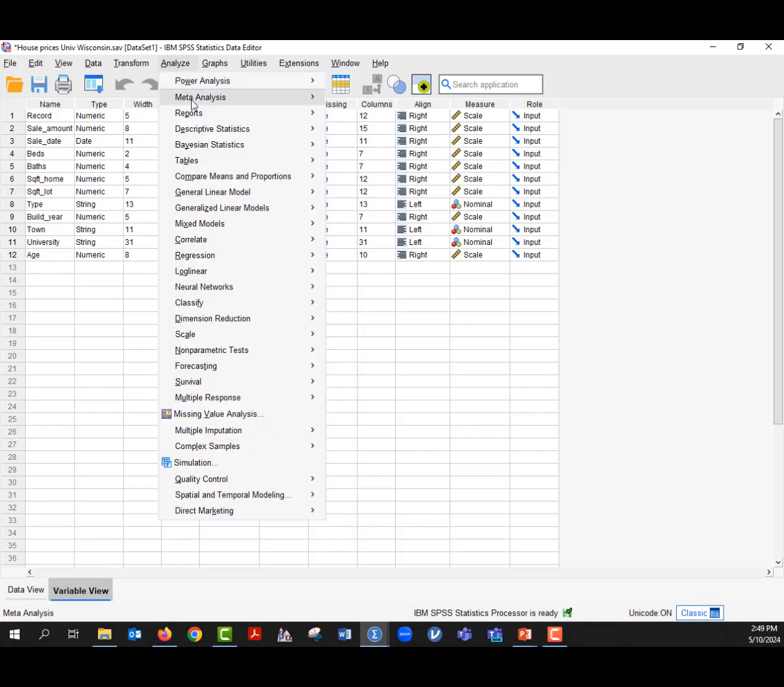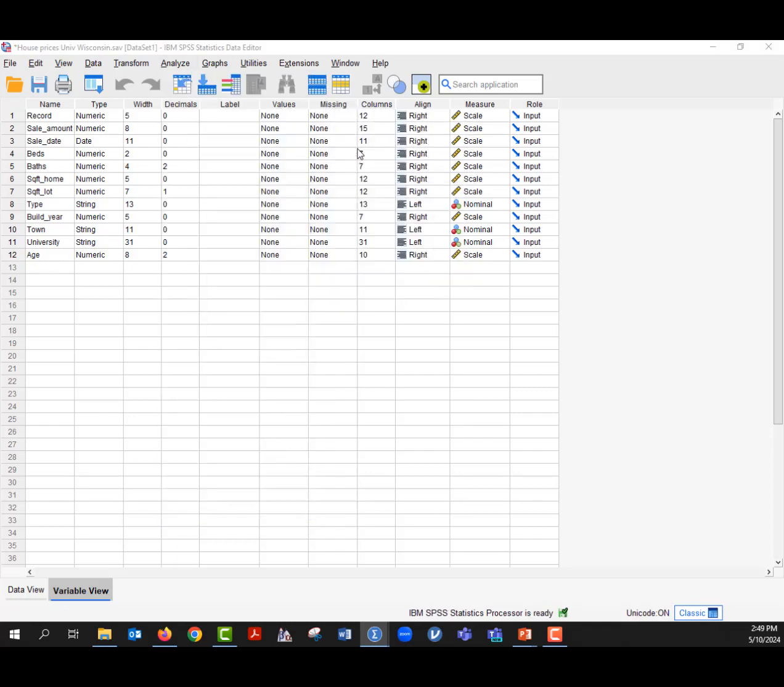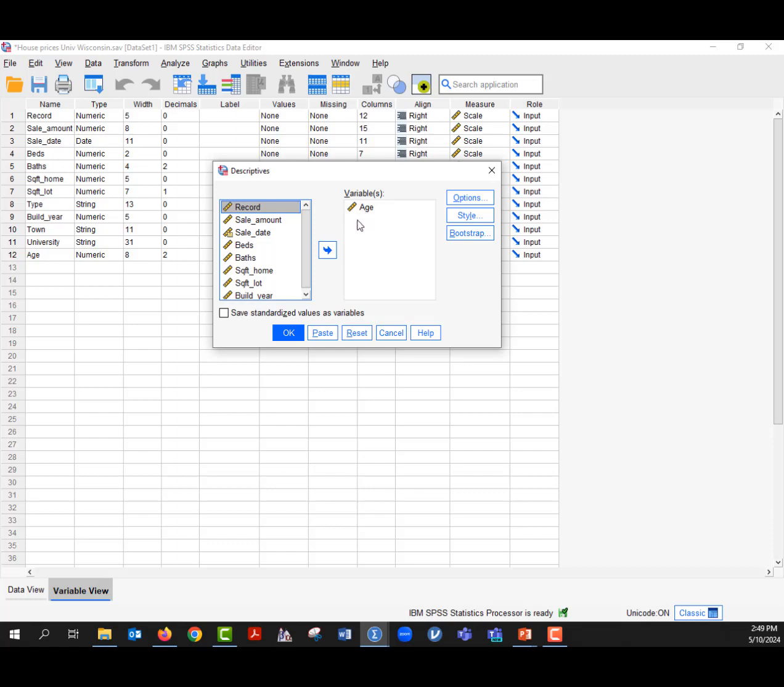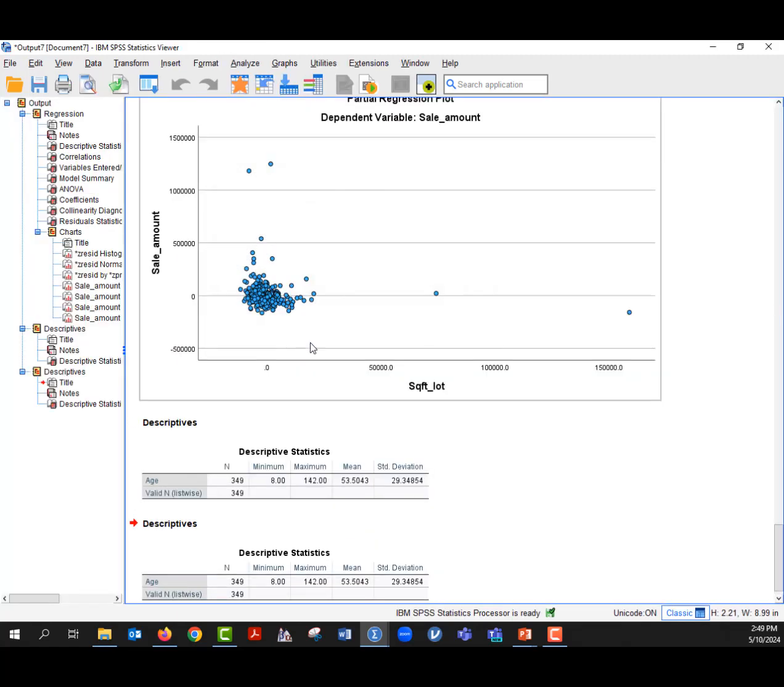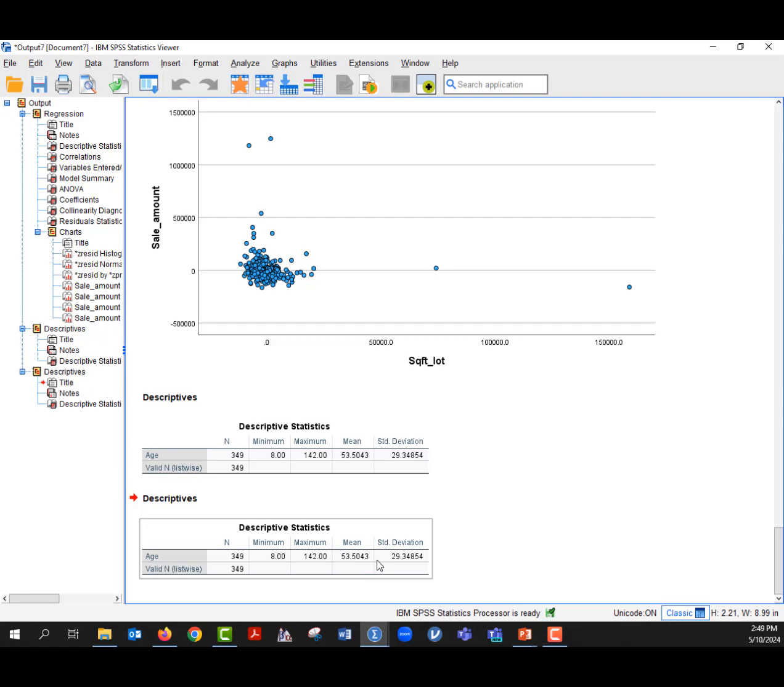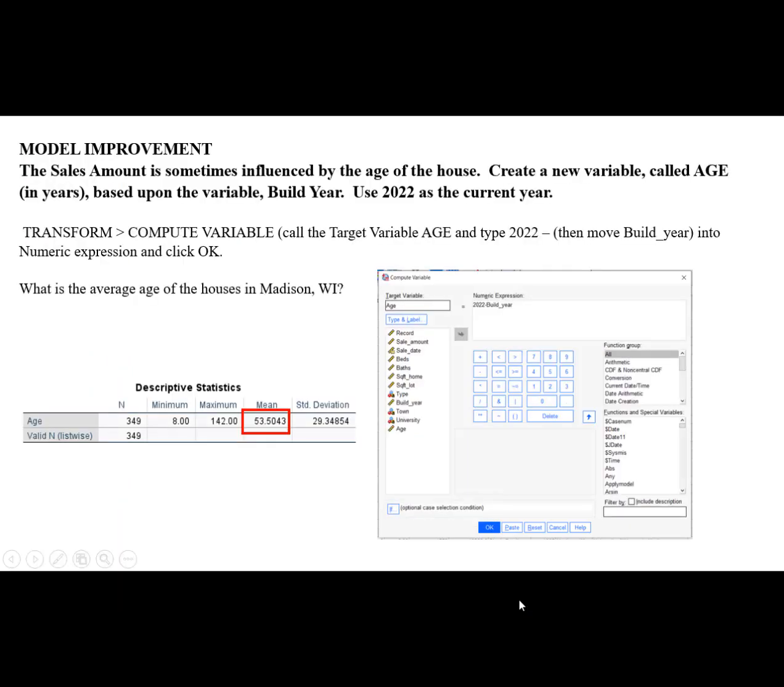I'm going to go to analyze, descriptives, and this time we'll just use descriptives. I've already got the age variable in, and you can see here the mean value is 53.5. So go back to the PowerPoint and you can see that I have it here. Okay, so that's how we create that variable.